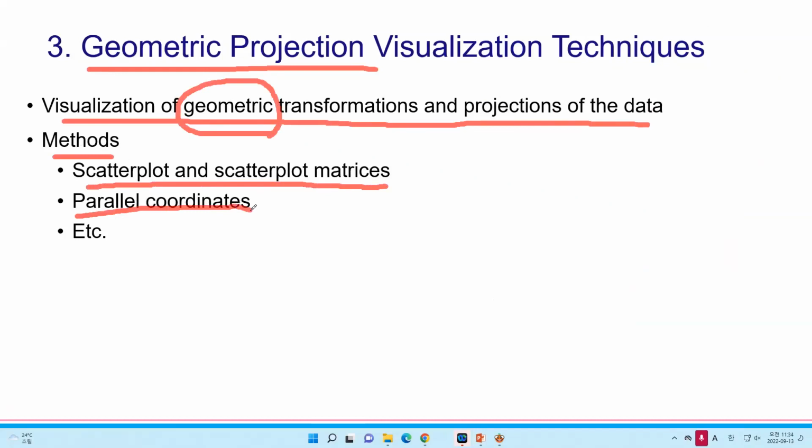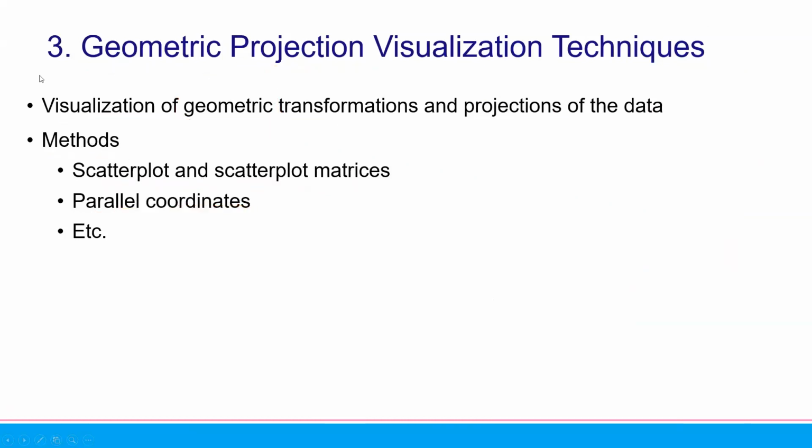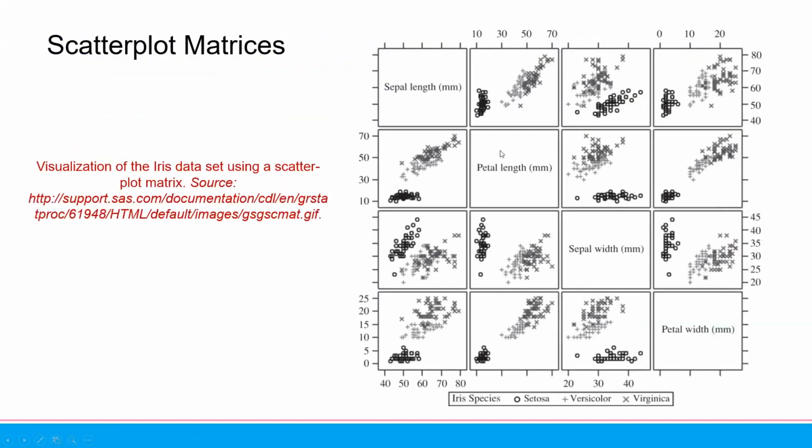We call it parallel coordinates. We call this the scatterplot matrices. If you still remember the iris data, we have 4 attributes: sepal length, petal length, sepal width, and petal width. Okay. We can see all the plots at once. We can see all the plots with only one visualization. We call this the geometric visualization.